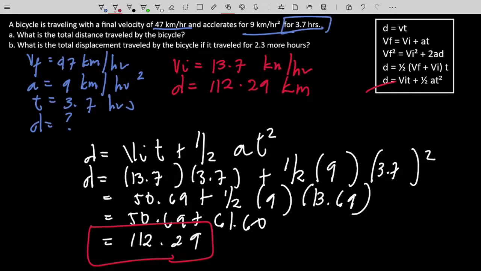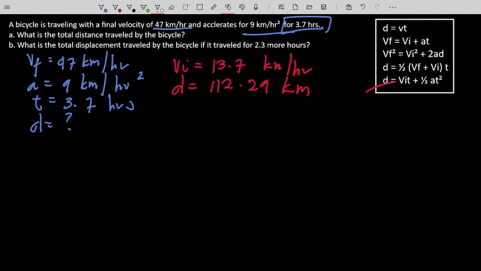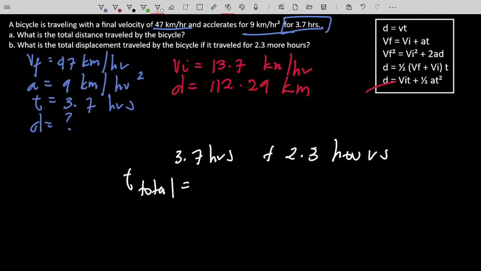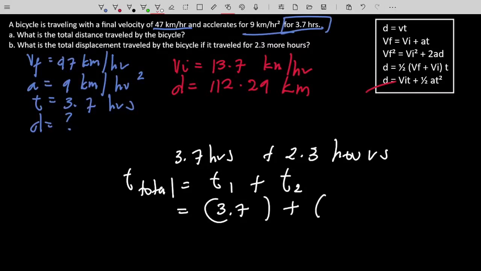Now another question. What is the total displacement traveled by the bicycle if it traveled for 2.3 more hours? From our initial time, which is 3.7 hours, the bicycle traveled again for another 2.3 hours. So in order for us to get the total time, let the total time be equal to T1 plus T2, where T1 is 3.7 and T2 is 2.3. Now 3.7 plus 2.3 is equal to 6 hours.